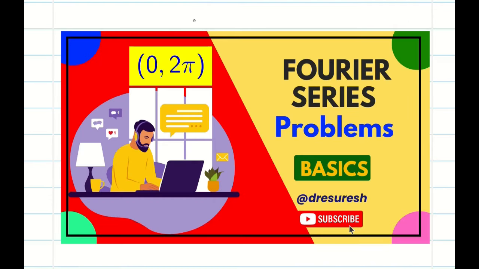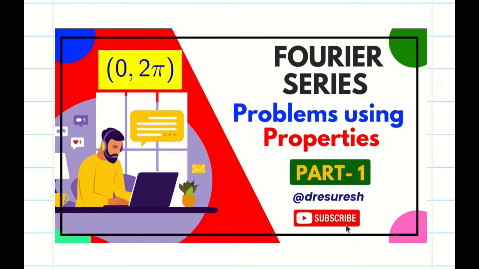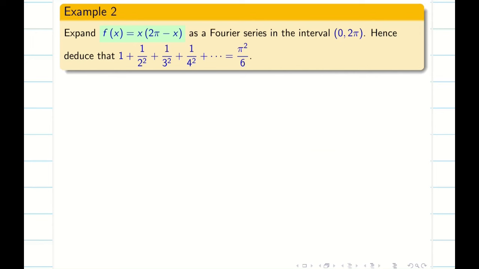Those who haven't seen the videos on basics on 0, 2 pi, go to the playlist and watch the video on problems using properties part 1. Watch both videos and come back here for good continuity. Let us go into the problem.